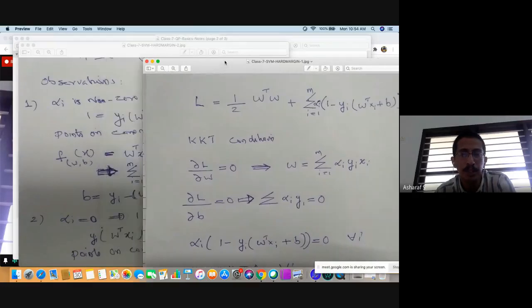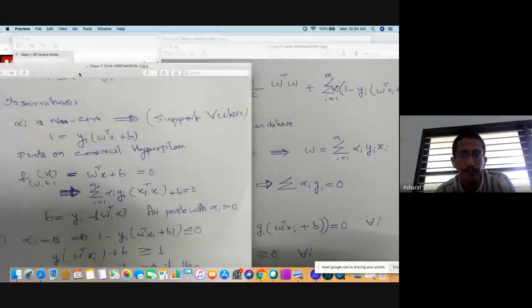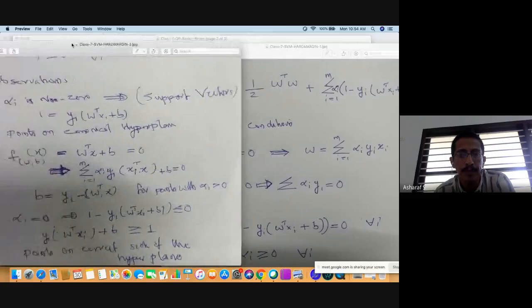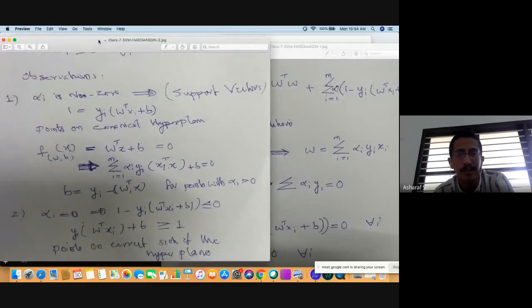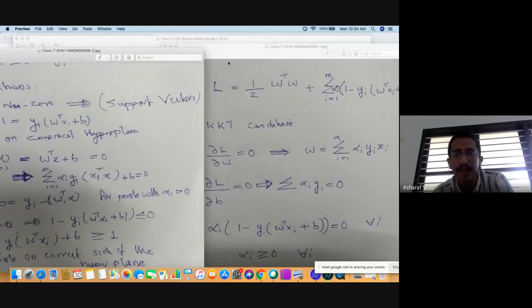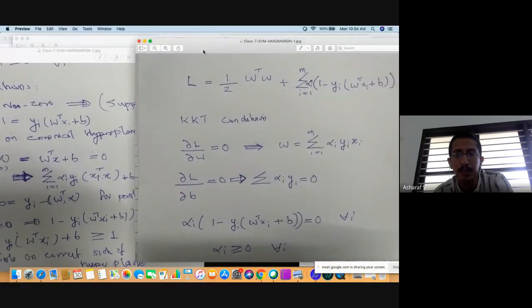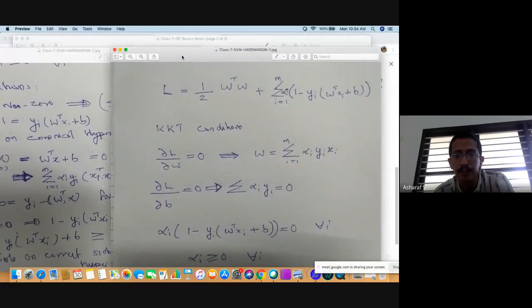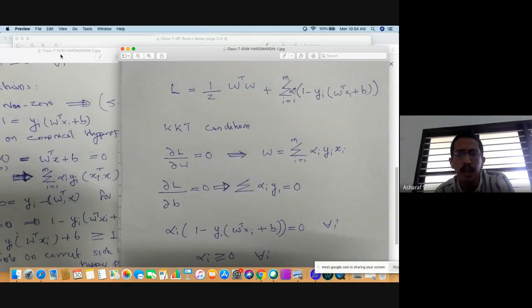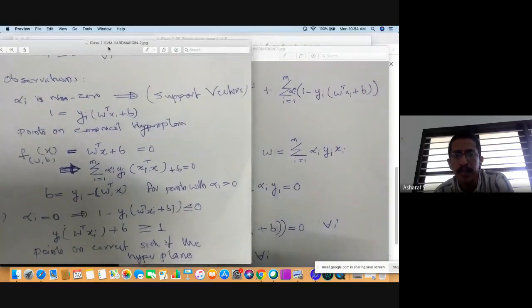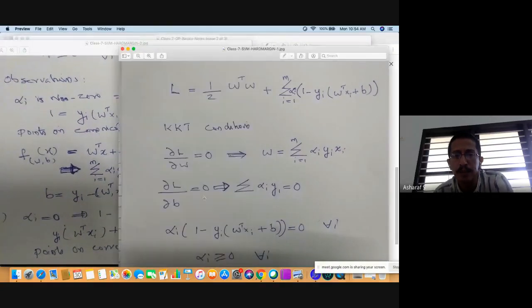So let's make some observations from this particular context. Let's look at the complementary slackness conditions. We have the equation for W, and we have the sum of alpha i y i equal to 0 from dou L by dou b equal to 0, which is the first-order condition over the Lagrangian, a part of the KKT. And then from the complementary slackness condition, alpha i into 1 minus y i into W transpose x i plus b is equal to 0.